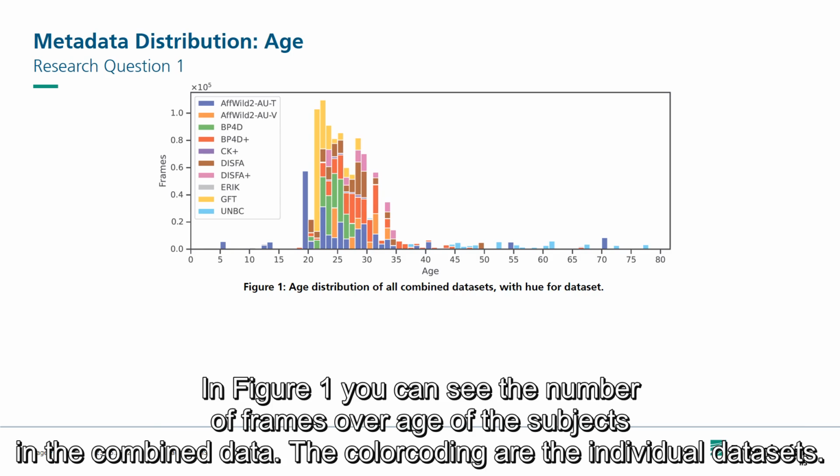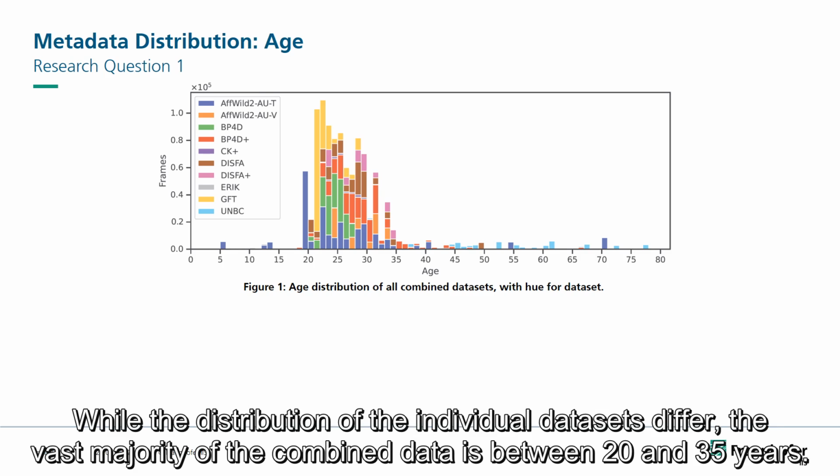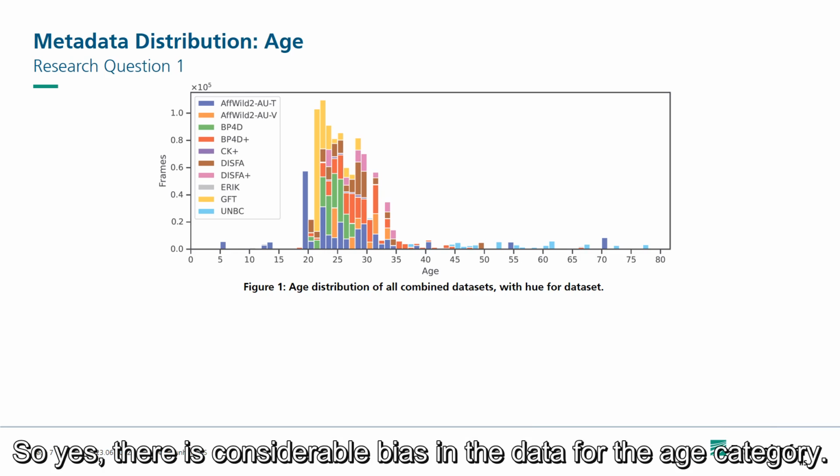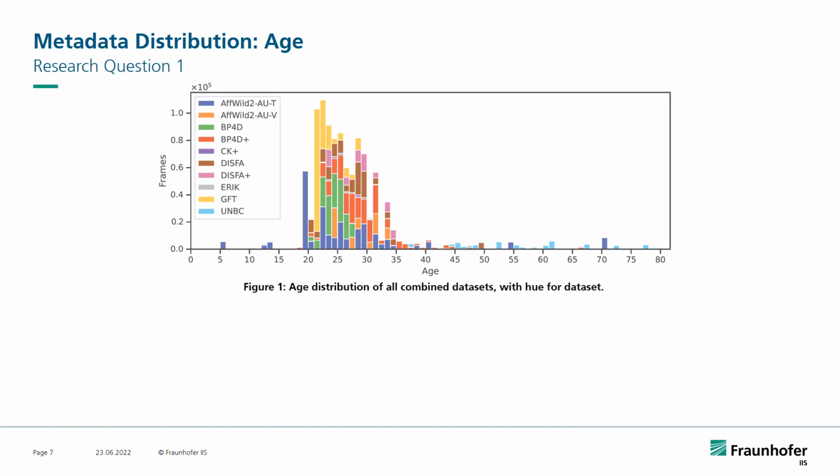In figure 1, you can see the number of frames over age of the subjects in the combined data. The color coding are the individual datasets. While the distribution of the individual datasets differ, the vast majority of the combined data is between 20 and 35 years. So yes, there is considerable bias in the data for the age category.